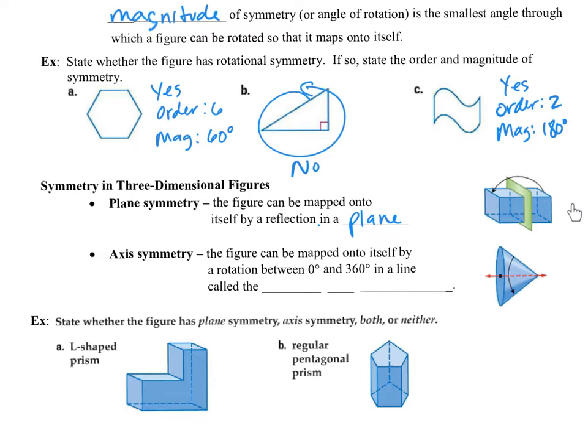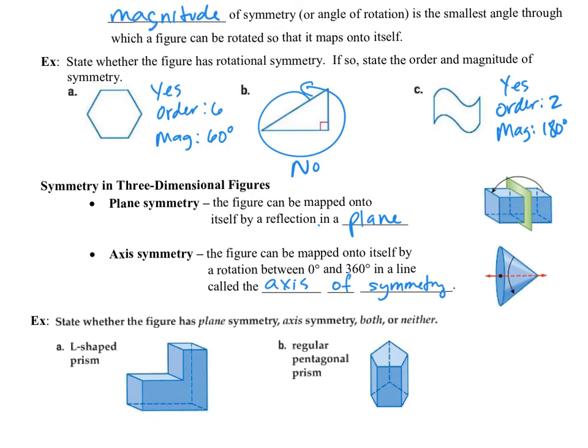We could also draw a horizontal plane of symmetry that would chop this 3-dimensional figure into 2 pieces where the top would be a reflection of the bottom, okay? So that's plane symmetry. The other type of 3-dimensional symmetry is called axis symmetry. That means that the figure can be mapped onto itself by a rotation between 0 and 360 degrees in a line called the axis of symmetry. So you can see how this cone has an axis of symmetry. If we start to rotate about that axis, this cone would be constantly mapping onto itself.